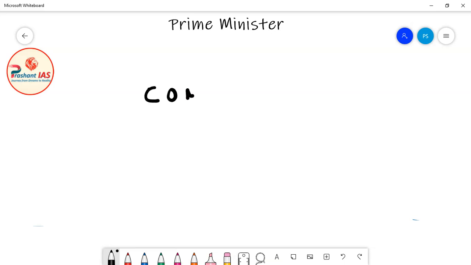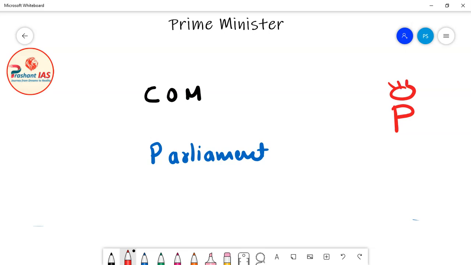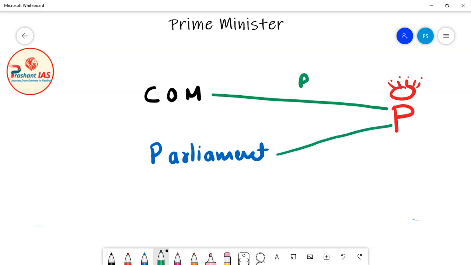Okay, this is Council of Ministers. This is Parliament. And friends, let's suppose that this is the President of India. So on the basis of the above discussion, we can conclude that Prime Minister of India acts as a link between President and COM and President and Parliament.